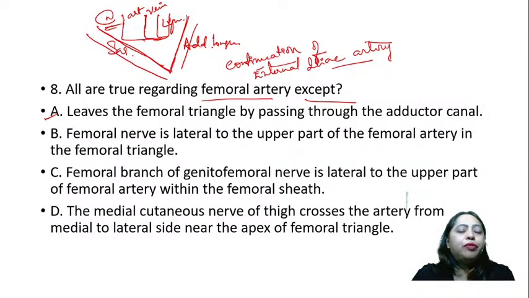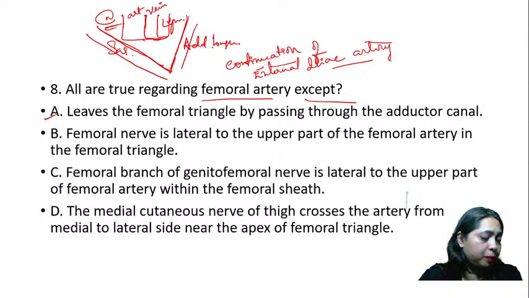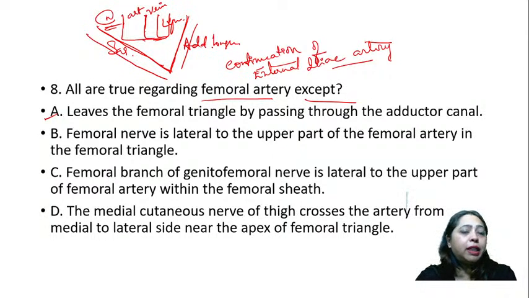So here, the femoral nerve is lateral to the upper part of the femoral artery in the femoral triangle. Okay. Now, the femoral branch of the genitofemoral nerve is lateral to the upper part of the femoral artery within the femoral sheath. Is it inside the femoral sheath? Nerve is not a content. Yes, it's outside. The medial cutaneous nerve of the thigh crosses the artery from medial to lateral side near the apex of the femoral triangle. Now, which one is not correct? Rest of them are correct.